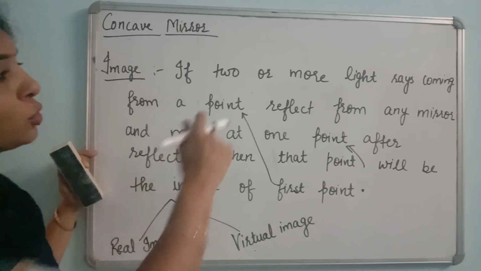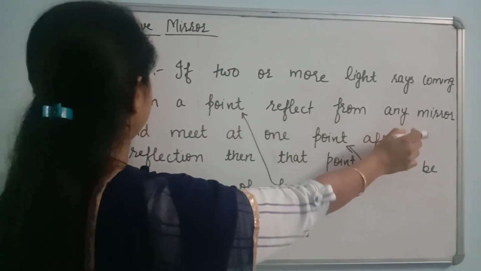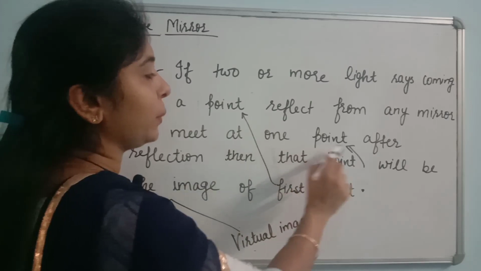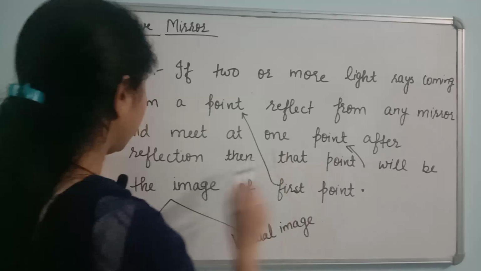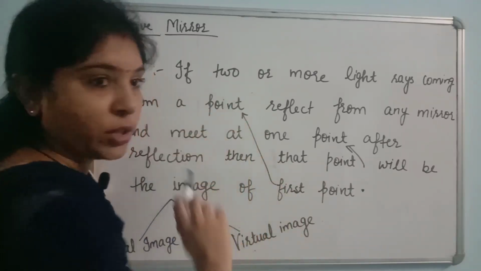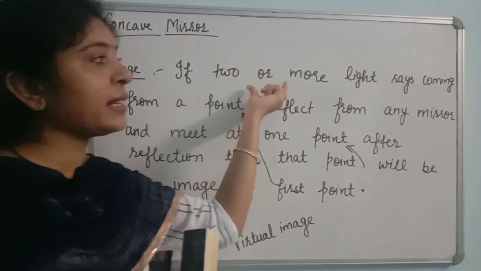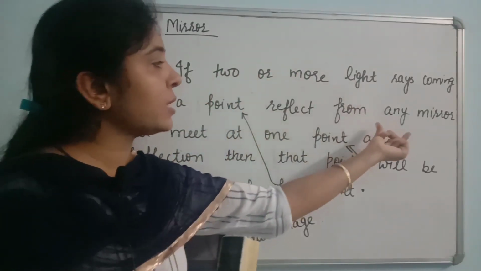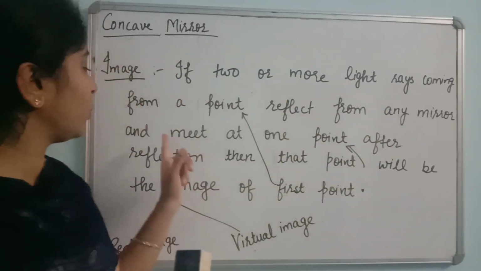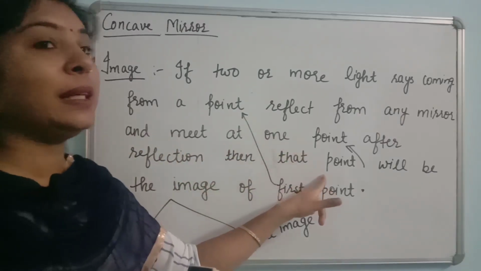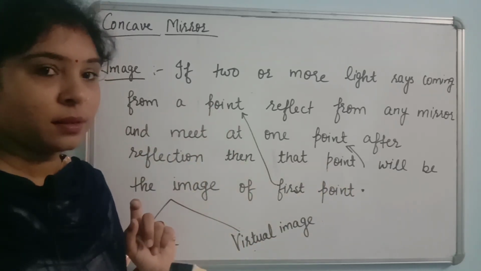Image: if two or more light rays coming from a point reflect from a mirror and meet at one point after reflection, then that point is the image of the first point. That is, from a point two or more light rays come and strike a mirror, and after reflection, if they meet at a point, then that point is the image of the first point.